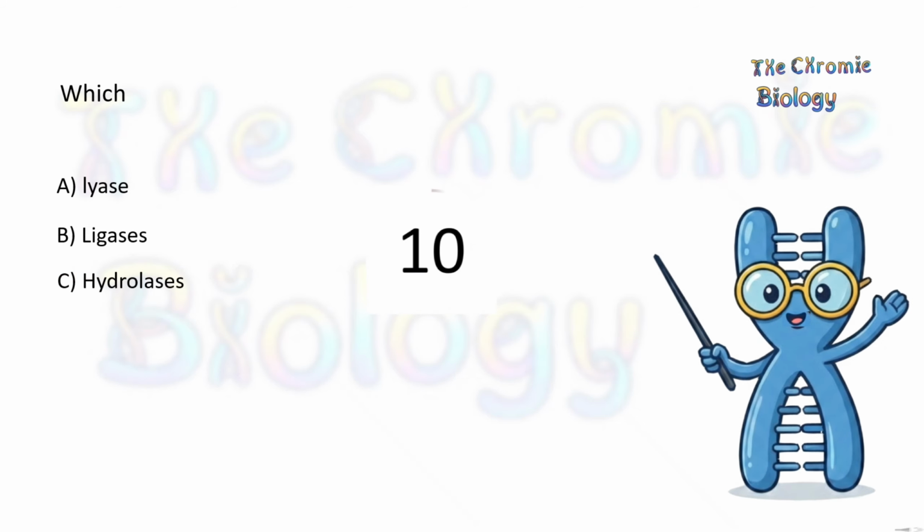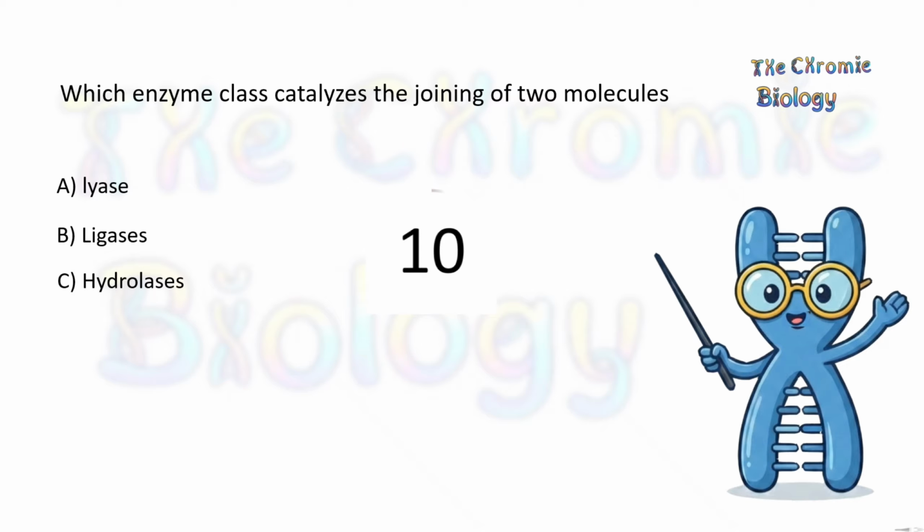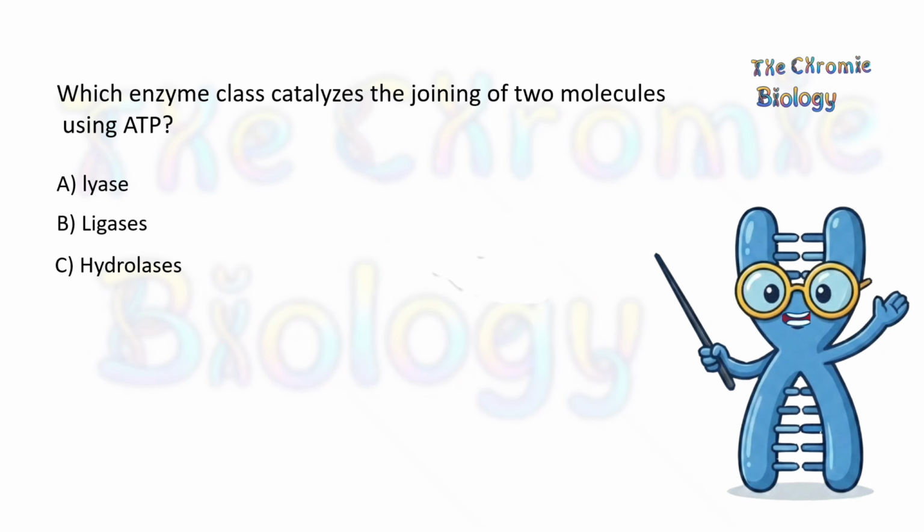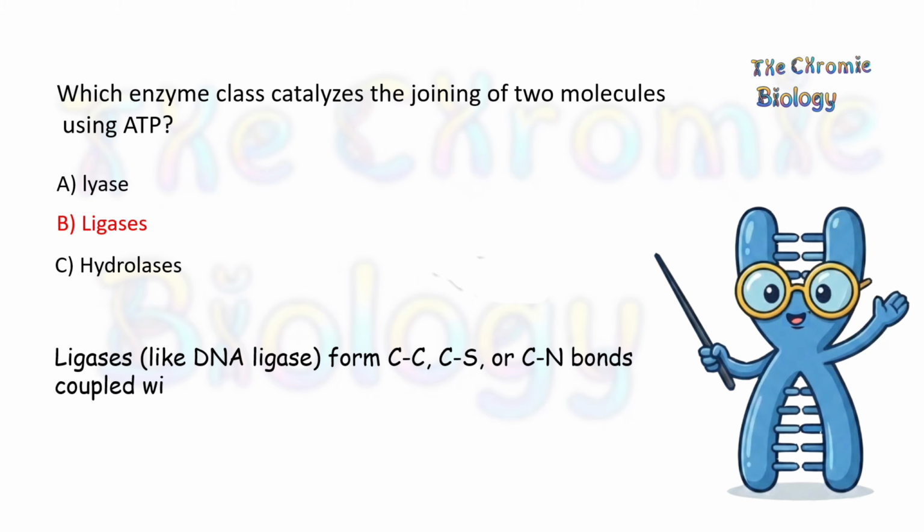Next, which enzyme class catalyzes the joining of two molecules using ATP? Here is your countdown. The answer is ligases, because ligases like DNA ligase form carbon-carbon bonds, carbon-sulfur bonds, or carbon-nitrogen bonds coupled with ATP hydrolysis.